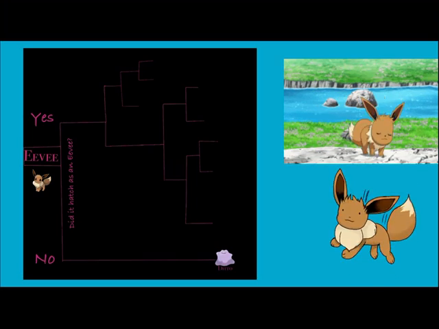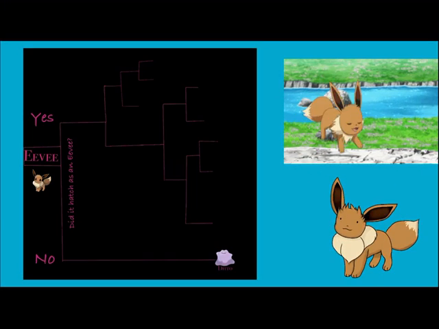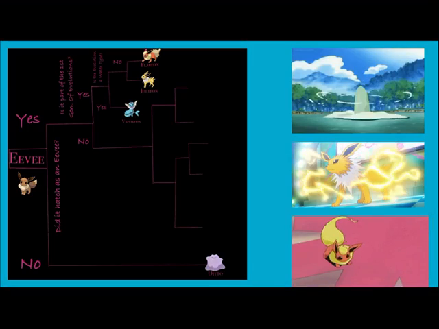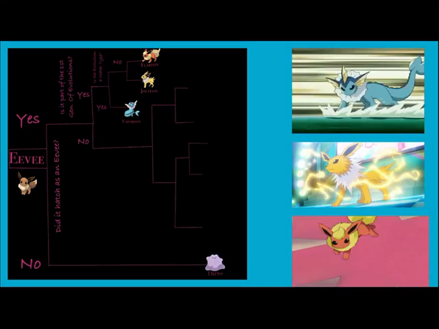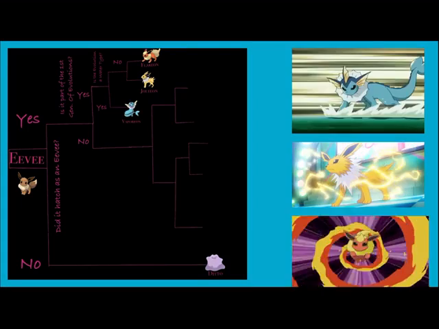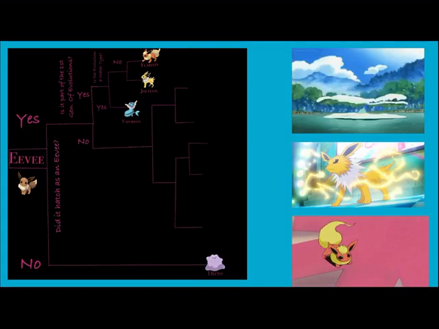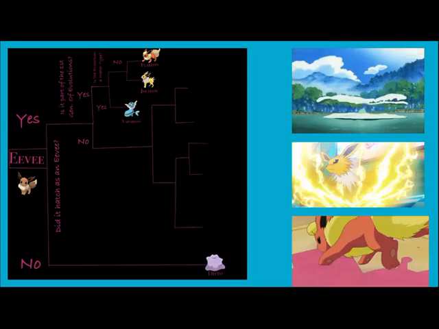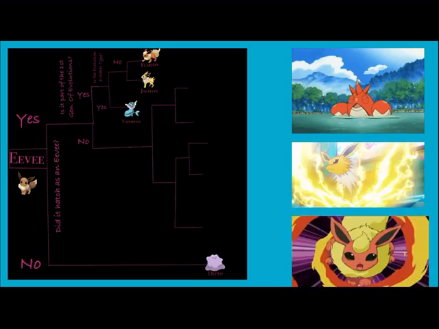So, did it hatch as an Eevee? Yes, we're going to continue on in the tree. The next question is, is it part of the first generation of evolutions? If yes, it's going to continue on into the first evolution question. Is it an evolution water type? If yes, it's going to be Vaporeon. If not, it could be Jolteon or Flareon.